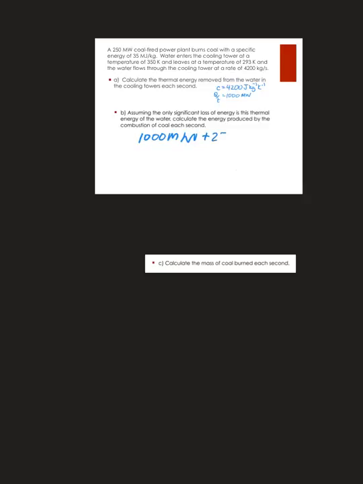But we also know that there's 250 megawatts being produced by this coal-burning power plant, given already in the question. So what does that mean for the total amount of energy per second? Must be 1,250 megawatts. Yep, sometimes it is just that easy.